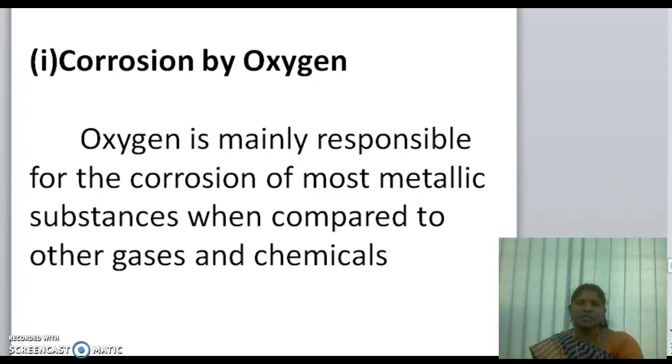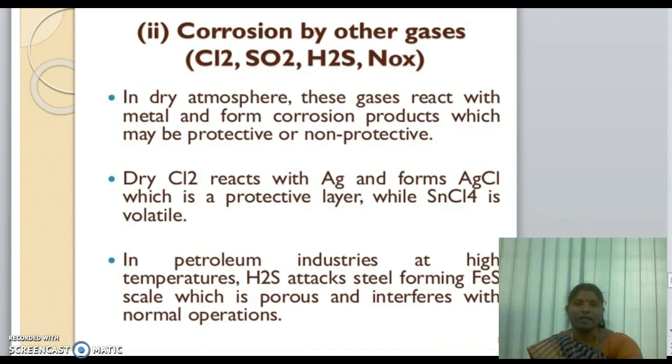So we have seen that corrosion is classified into dry corrosion and wet corrosion. Dry corrosion is mainly due to the attack of atmospheric gases. What are the gases responsible for corrosion? The major part of corrosion is due to the attack of oxygen. Oxygen is mainly responsible for the corrosion of most metallic substances when compared to other gases. Oxidation takes place when the metal is exposed to the environment.